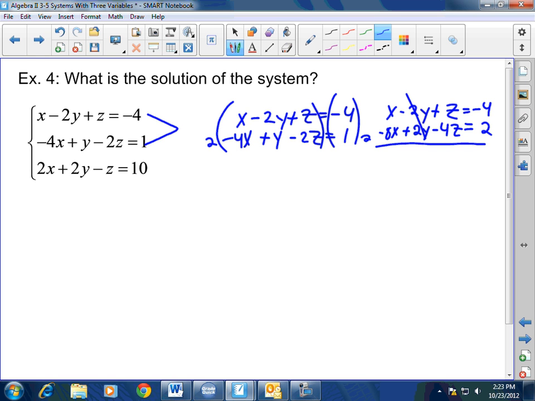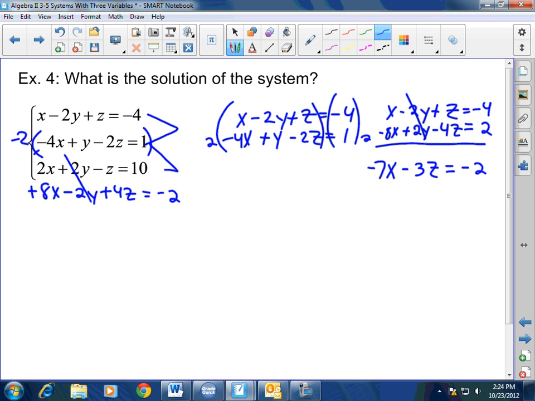So, minus 4z. Here the y's cancel, and I'm going to have negative 7x minus 3z equals negative 2. Now I'm going to take these two, to save time. I have to get rid of the y this time. So actually, I'm not going to multiply that by anything. I'm going to multiply this one by a negative 2, giving me a positive 8x minus 2y plus 4z equals negative 2. The y's cancel, so I'm now going to have 10x plus 3z equals negative 2.